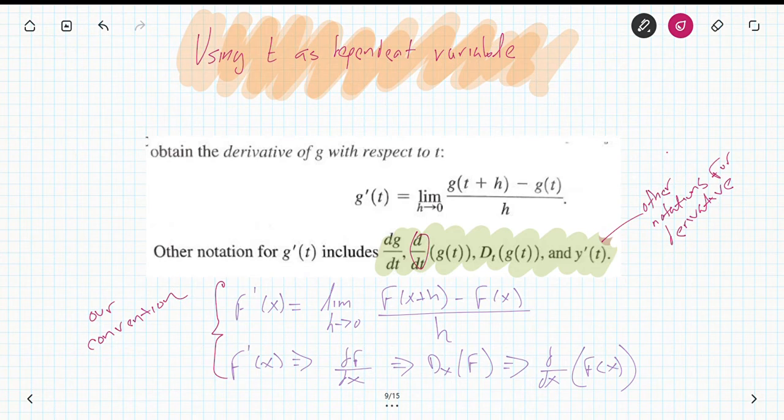Okay, so these are all separate conventions that people use in other textbooks, but for us we're going to use the definition of the derivative as f prime of x is equal to the limit as h approaches 0 of f of x plus h minus f of x over h. Okay, and I provided the alternate notation for that at the bottom.